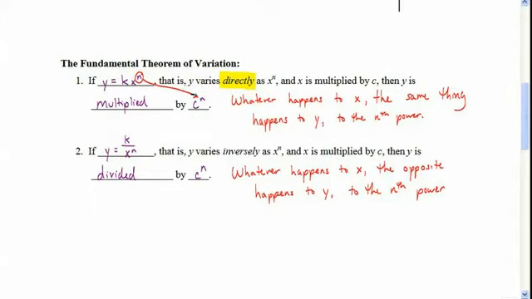from our equation. Another way I like to look at it is, remember direct variation. If x increases, then y also increases. Or if x decreases, y also decreases. So in other words, in this situation, whatever happens to x, the same thing happens to y to the nth power.